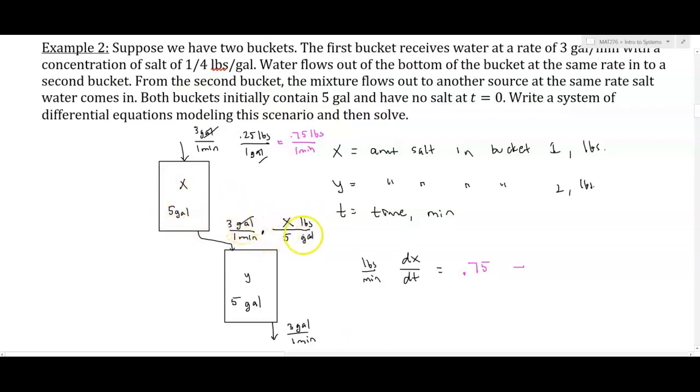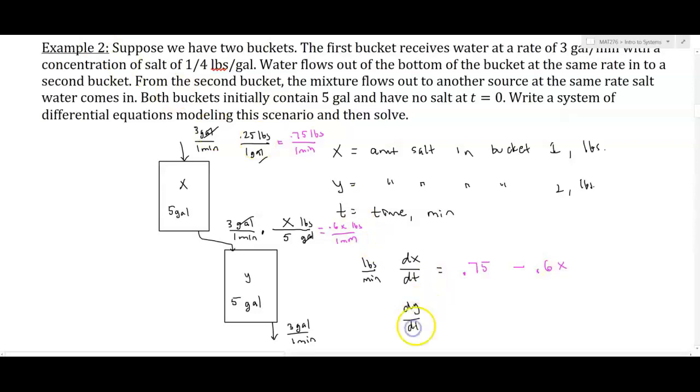And you can see here we get pounds per minute again. So we have 3x over 5, or 3/5 x, which is 0.6x, and this will be in pounds per minute. So this will be my 0.6x. For dy/dt, we're going to do a similar analysis.